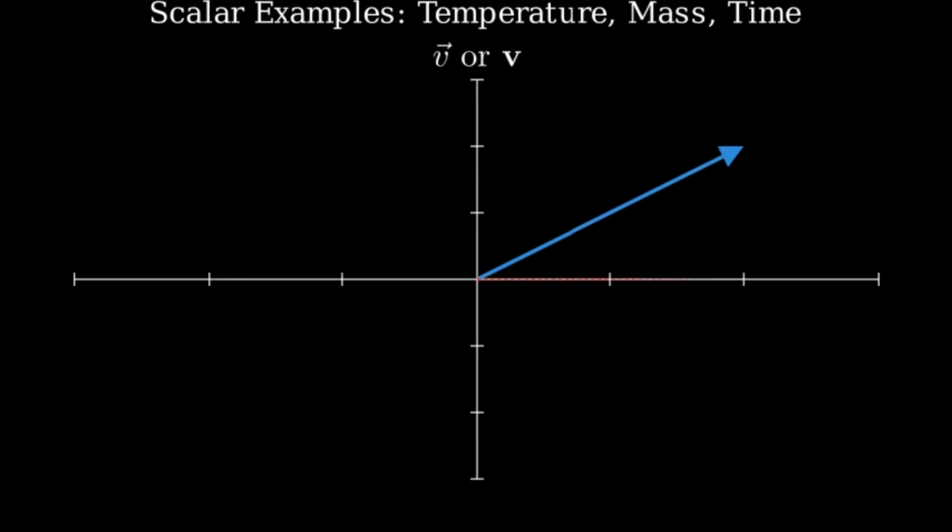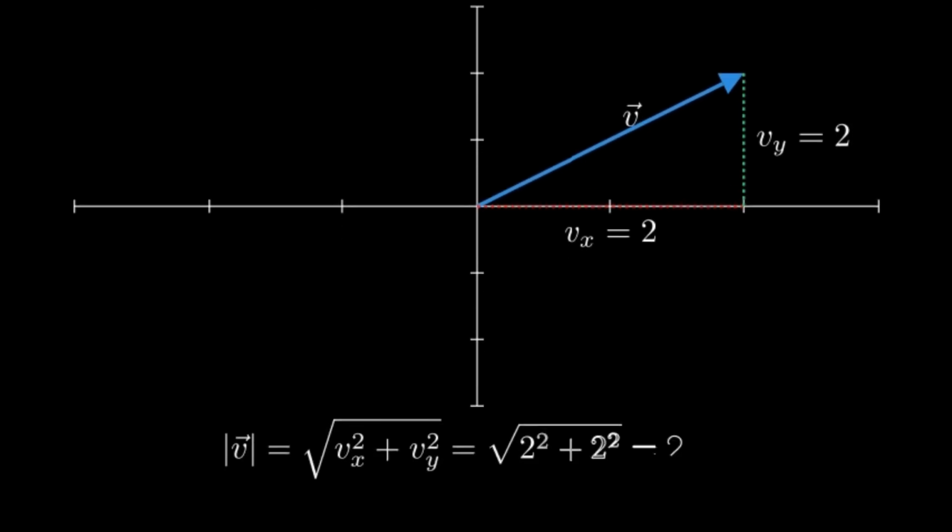A vector can be represented by its components along coordinate axes. For a two-dimensional vector, we have x and y components. The magnitude of a vector, also called its length or norm, is calculated using the Pythagorean theorem.